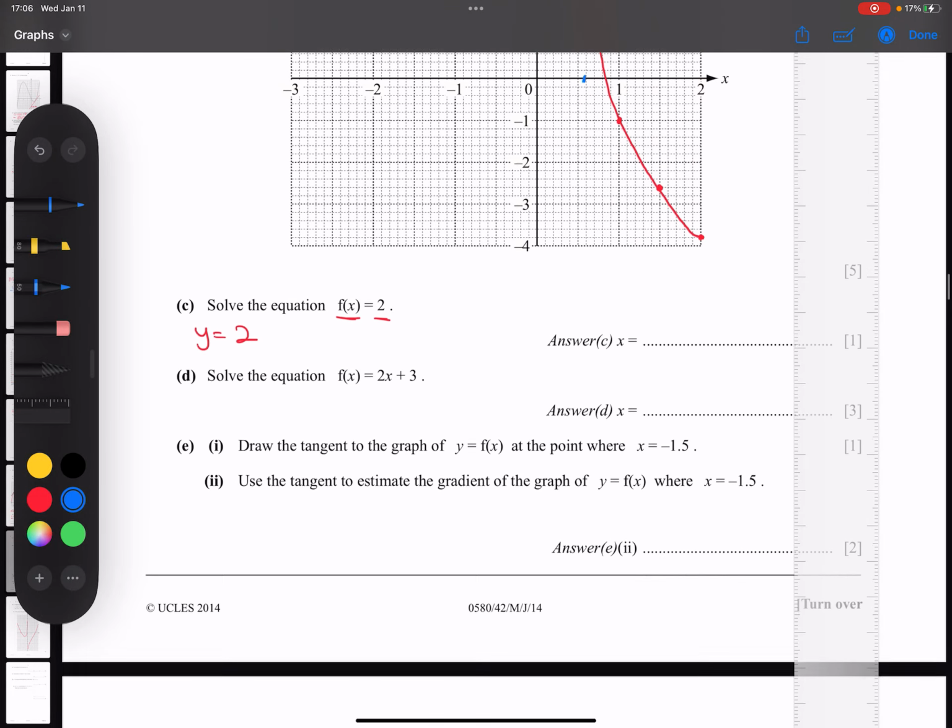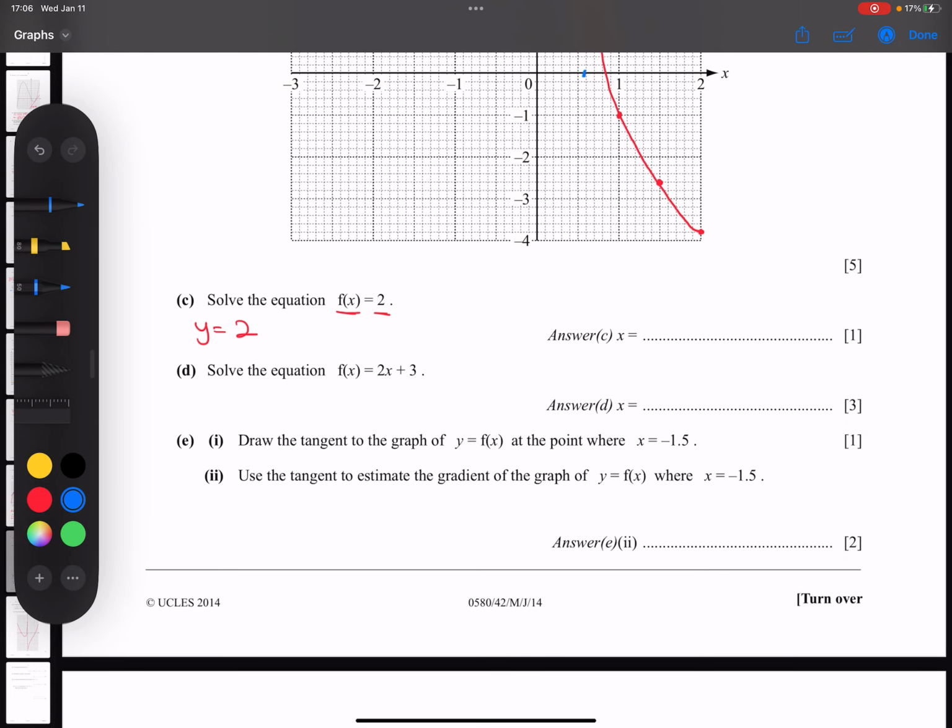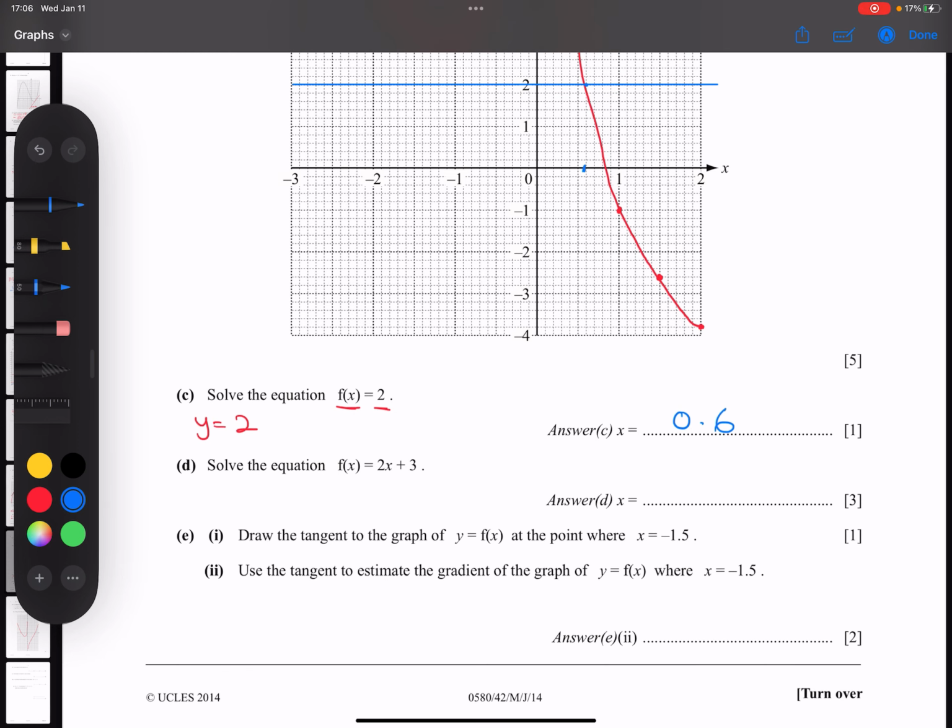You don't need to be very accurate here, so I'm just going to take it as 0.6. After that, solve f of x equals 2x plus 3. So you've got to draw the line y equals 2x plus 3. That's why it's 3 marks.